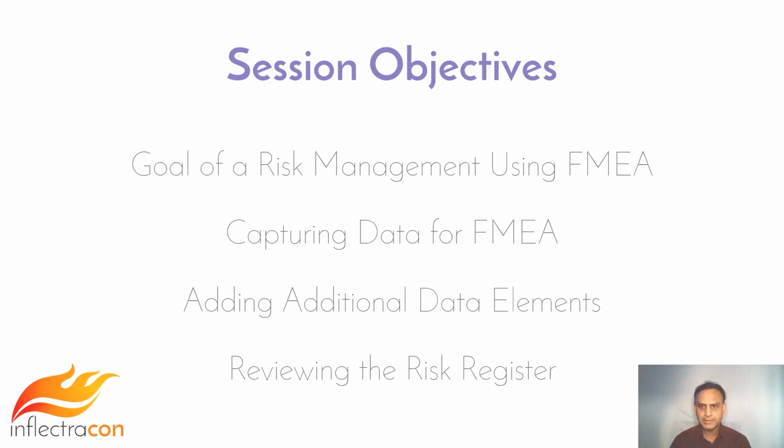Failure mode effects analysis is an industrial strength risk management tool. It is often abbreviated as FMEA. We will review the goals of this tool. We will identify and implement the specific type of data to build FMEA. Finally, we will review the risk register that includes this data in Spira.